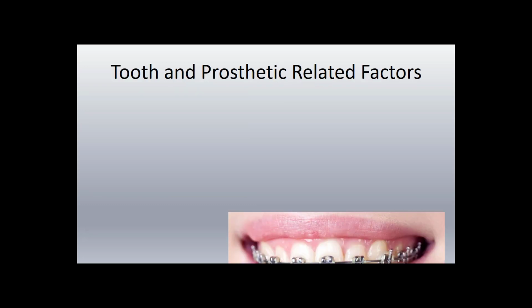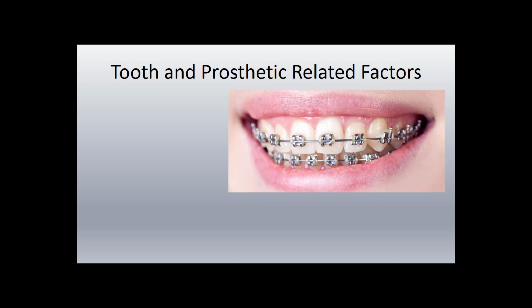Tooth and prosthetic related factors that affect the periodontium. Orthodontics. Not only could a patient have reactions to the orthodontics and cause the gingival overgrowth, but orthodontics, due to the natural movement of the teeth, there's the resorption of bone. If the teeth are moved too fast, the patient may lose some crestal bone. Again, the patient does not have periodontal disease, so this would be health on a reduced periodontium. It's due to the orthodontic treatment.